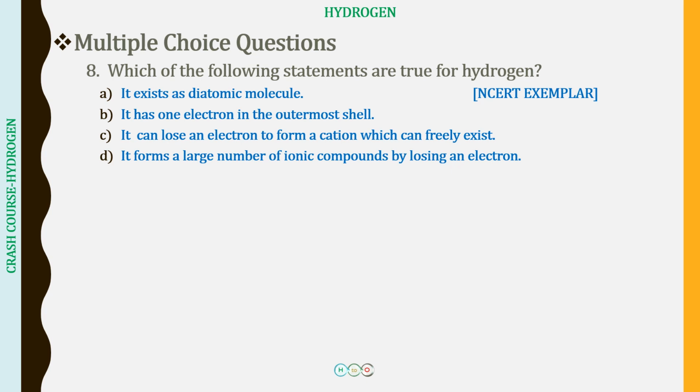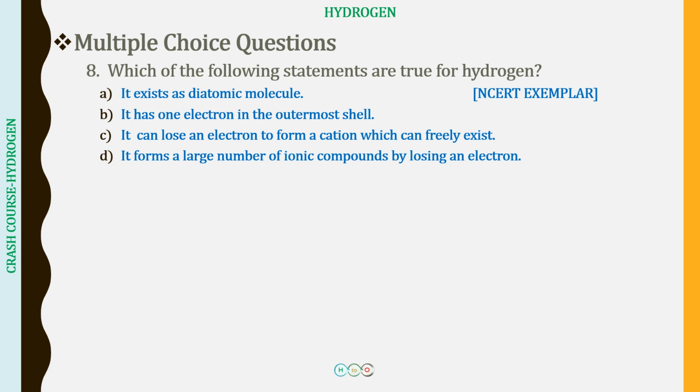So the first choice is, it exists as a diatomic molecule. So this is correct. It has one electron in the outermost shell. This is also correct. It can lose an electron to form a cation which can freely exist. So this portion, that it can lose an electron to form H positive ion, which is a cation, is correct. But this cation, that is H positive, we've just now discussed that it does not have an independent existence of its own. So this is going to be an incorrect choice. Fourth, it forms a large number of ionic compounds by losing an electron. So this is also incorrect.